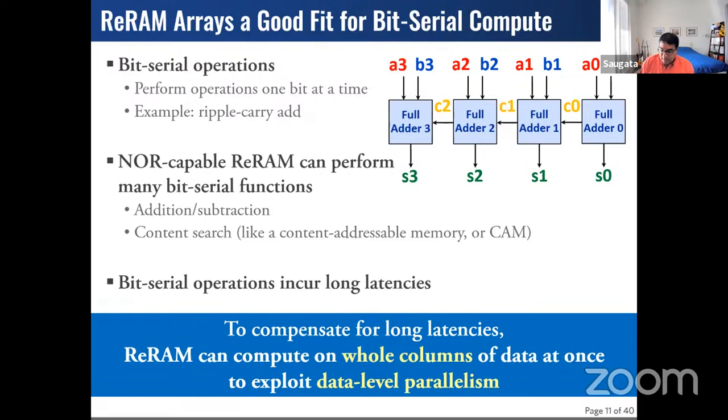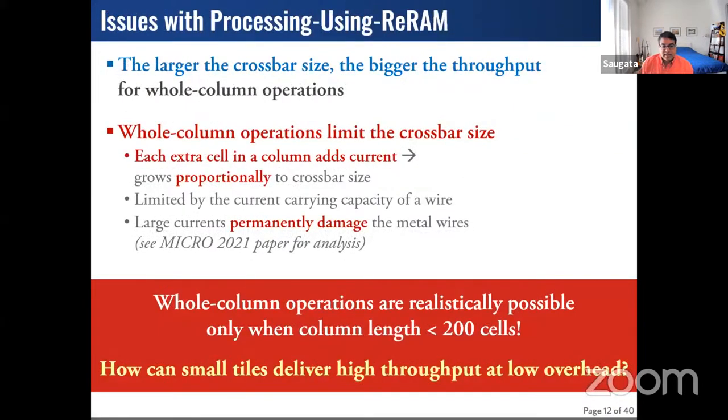But in sitting down and actually analyzing what was going on with the devices, what we found was that there are a number of issues. This is certainly true for ReRAM, but it is expected to be true for other memory technologies as well. As we increase the crossbar size, while that increases the throughput, it also increases the amount of current that we need to drive on the row lines or on the column lines of the array. This is more current than we need to be able to access data.